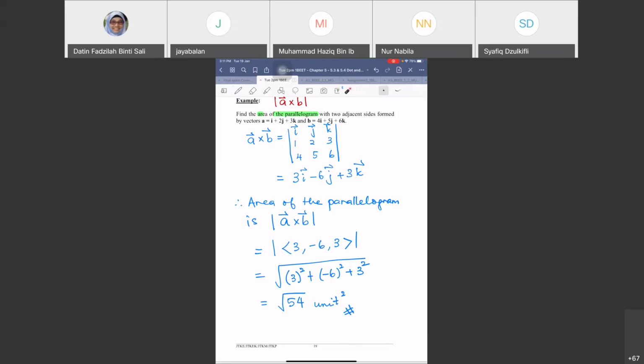Okay, so that means I hope by now you know how to find the cross product. So then if you want to find the area, you just extend one more step to find the magnitude.